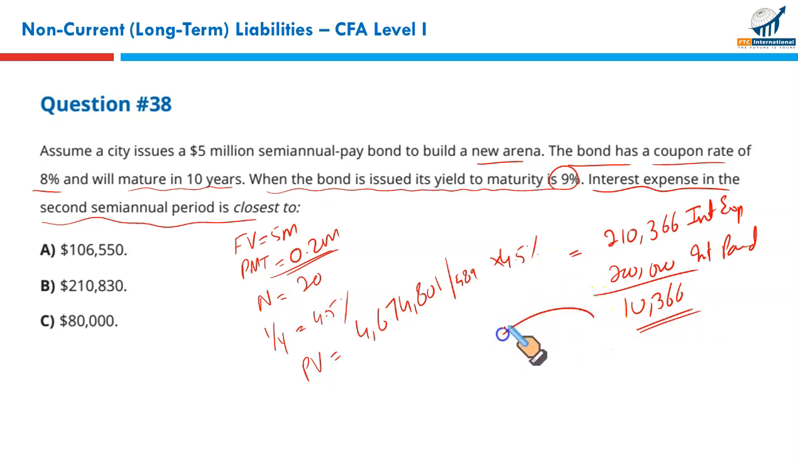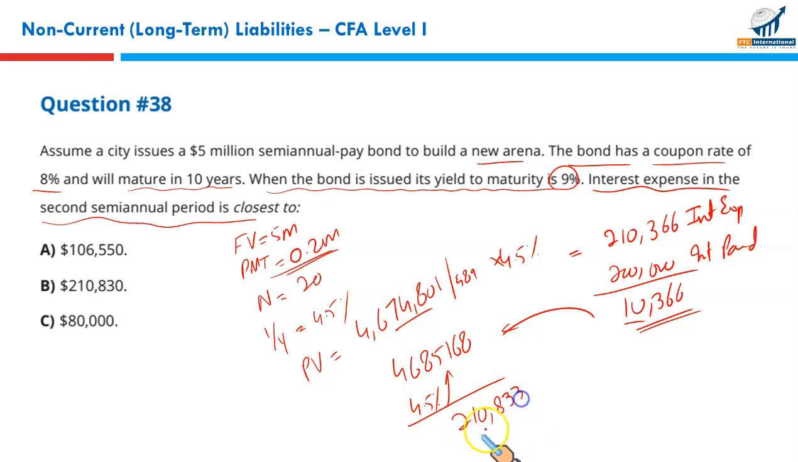Now, what will be the new carrying value of the bond? This was the original value, 4,674,801. This is the bond discount amortized. This amount will be added to the carrying value of the bond. So adding these two will give you 4,685,168. Now for the next period, the interest expense would be 4.5% of this, since we need the interest in the second semi-annual payment. So it's going to be 4,685,168 times 4.5%, and it'll give you 210,833. This is the interest expense in the second period, and of course interest paid is $200,000.